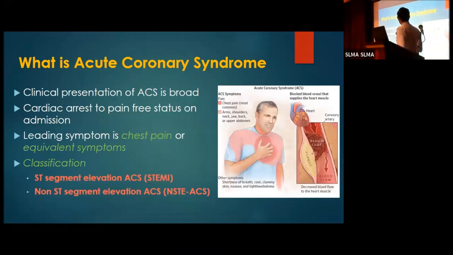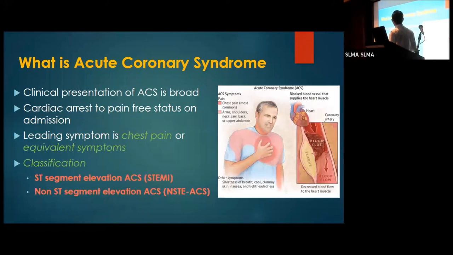So what is acute coronary syndrome? The clinical presentation is a problem because it covers a broad spectrum. When you take the ECG, the patient might be asymptomatic but still having acute coronary syndrome. At the other end, you can have a cardiac arrest. In between, you can have cardiogenic shock, ongoing ischemia, ischemia-induced mitral regurgitation, ischemia-induced VSD, and so forth.